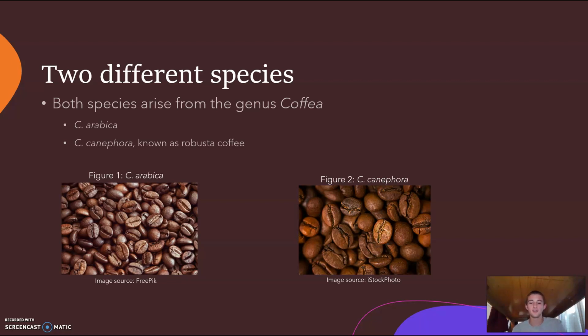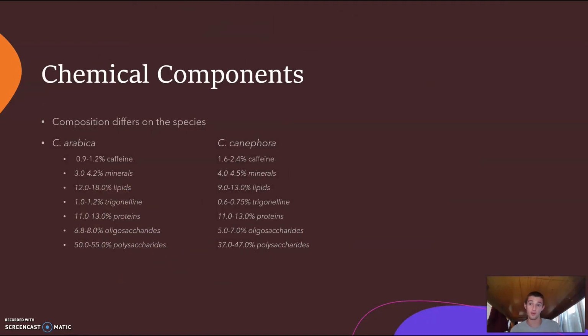But the main difference, the biggest difference, comes from the chemical components. This can differ on species, or it can differ on brewing technique, which is shown with the ranges here, because the different brewing technique is going to give you different amounts of these components. Coffea arabica has less caffeine in it than canephora, which is mainly why it's not used as much. And then you have higher amounts of lipids and carbs in Coffea arabica, which isn't necessarily great. More carbs and more fats isn't always better.